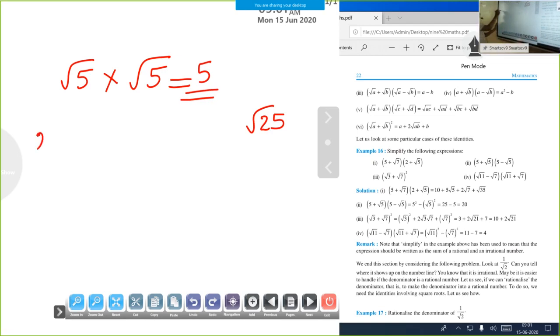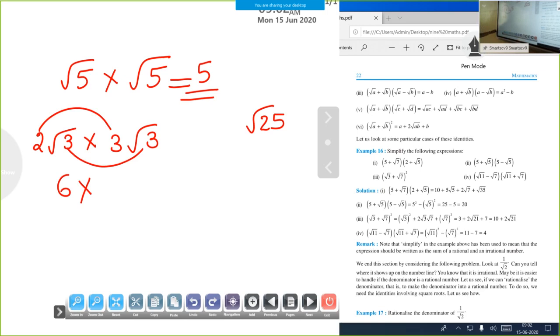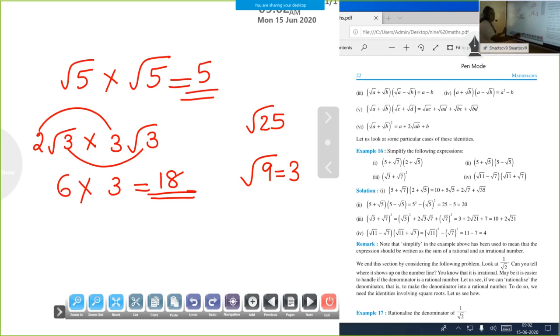Same way, one more question. 2 root 3 into 3 root 3. How to multiply these two numbers? This we studied last class, so you know how to multiply. First we multiply the whole numbers. 2 into 3 is 6 into, next we multiply root 3 into root 3. The value of root 3 into root 3 is root 9. The value of root 9 is 3. So 6 into 3 equals 18. If we know how to multiply these two radical numbers, our next section is easy for you.